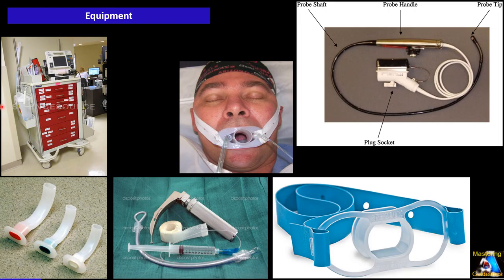This equipment should always be available for performing TEE: a cart for CPR, advanced CPR, airway, laryngoscope, and a tracheal tube for intubation, a mouth guard for holding the mouth so the patient doesn't bite the probe, and the probe. Besides that, depending on the type of sedation or anesthesia, you need some medication, which is beyond this one. I am not going to talk about that.